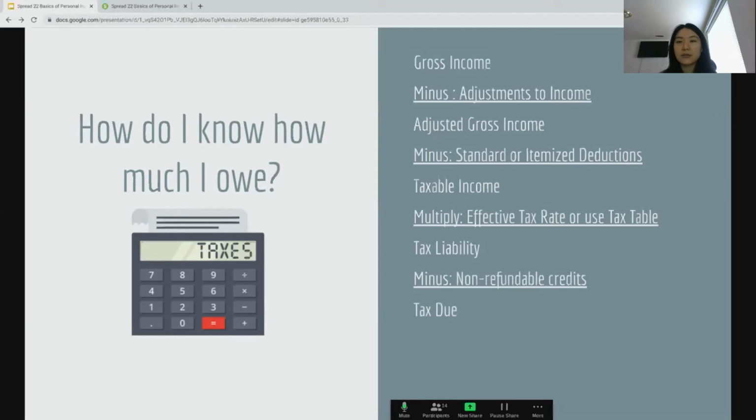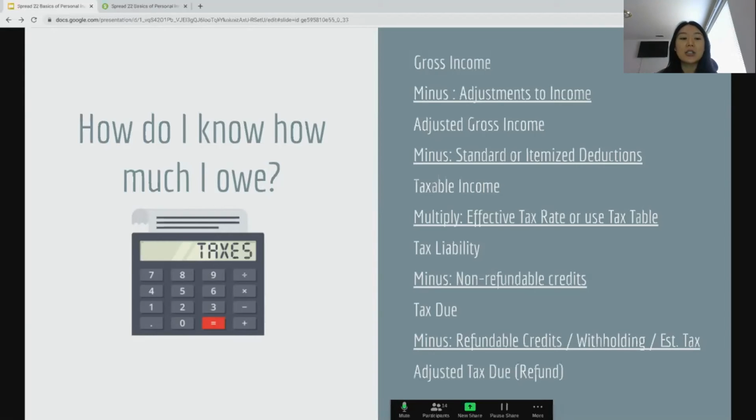From there, you get your tax due. That's how much you have to physically pay. But then you can also lower that with refundable credits and your withholdings and estimated taxes that you paid throughout the year. And that will get you to your adjusted tax due or your adjusted tax refund. Refundable credits are the opposite of non-refundable credits in the sense that if they're greater than your tax due, you actually get that extra money back. So if your refundable credit is $2,000 and you only have to pay $1,000 in taxes, you would get $1,000 back because it's a refundable credit. And of course, if you overpay through withholdings or estimated taxes, you get that money back as well.